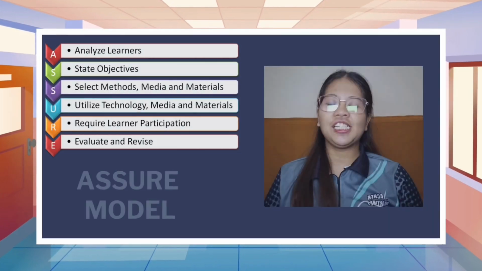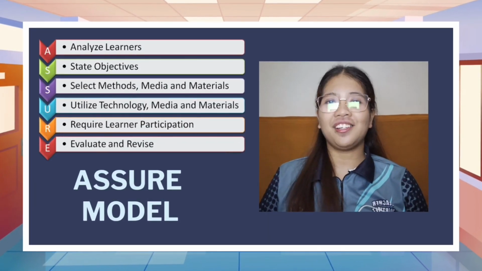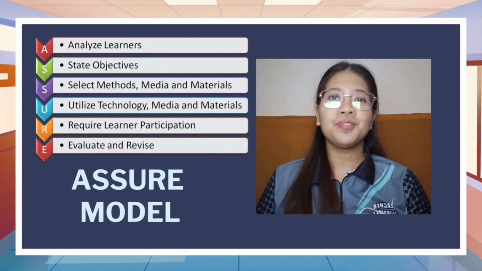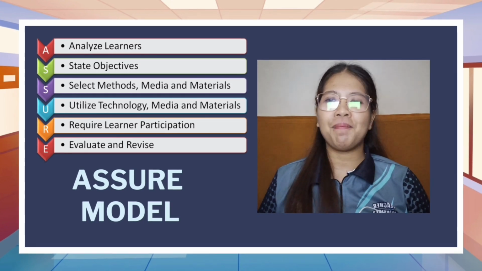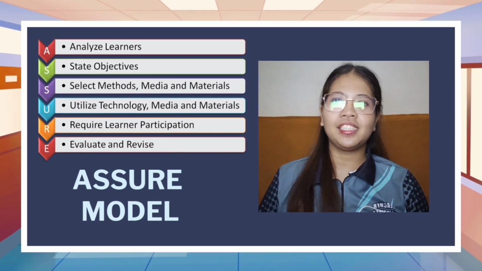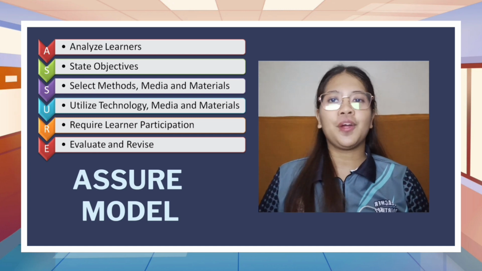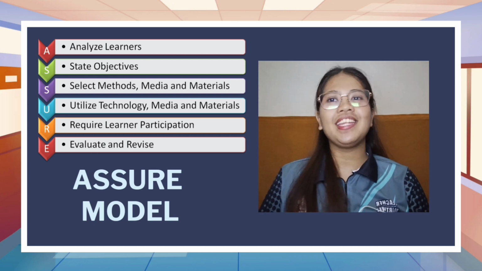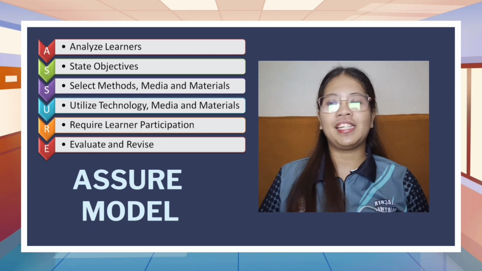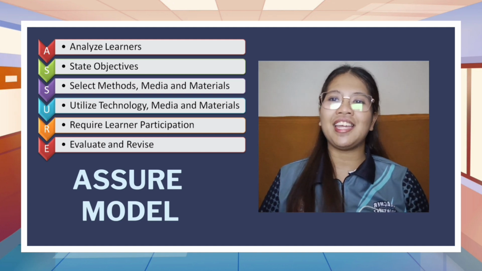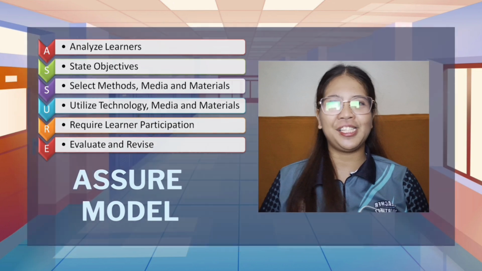The word Assure stands for A, analyze learners, S for state objectives, S for select methods, media, and materials, U for utilize media and materials, R for require learner participation, and E for evaluate and revise. Each of these components plays a crucial role in creating engaging and effective e-learning experiences.